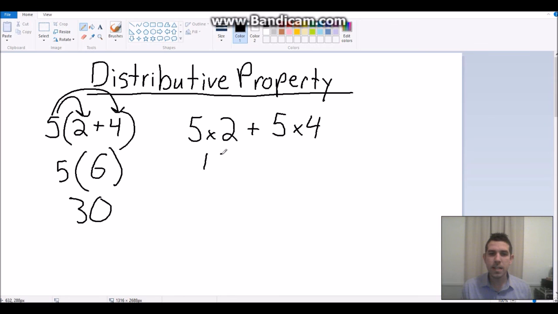5 times 2 is 10. 5 times 4 is 20, using our PEMDAS rules. And 10 plus 20 is 30. So you see it works.